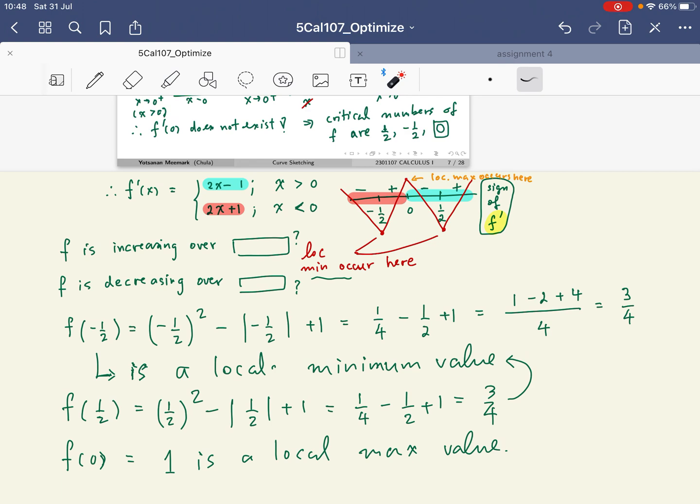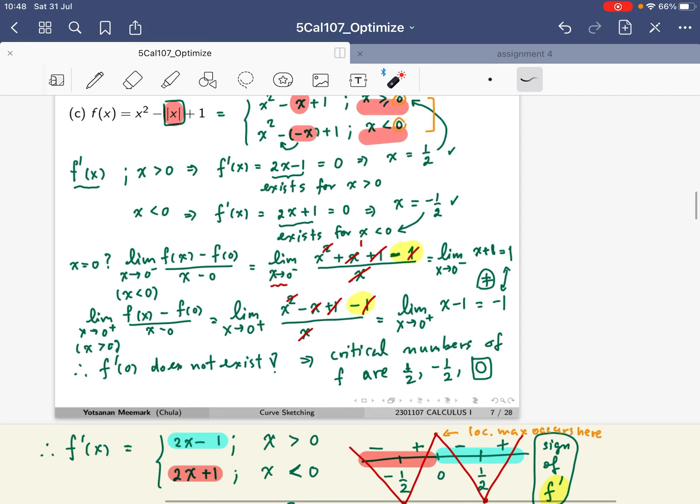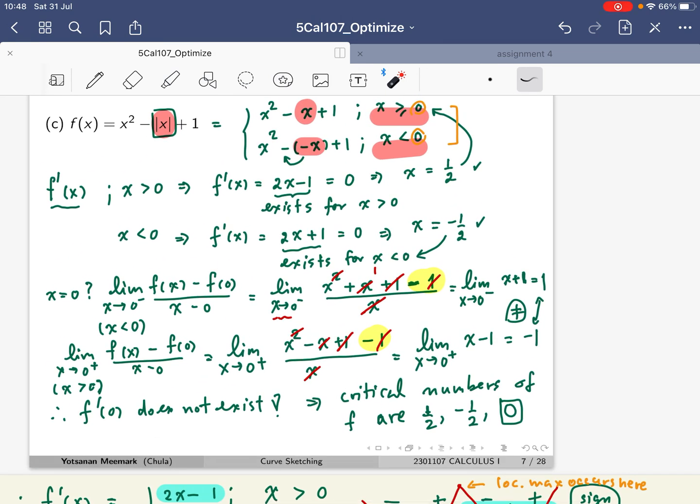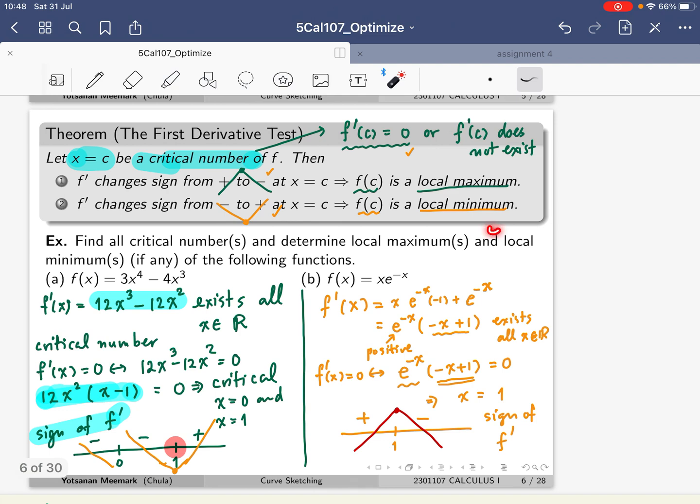Are we all right? So we are going to stop this video clip right here. In this video clip we know how to find the critical numbers of a function, and how to determine whether at that critical number your function attains a local max or local min by using the first derivative test.